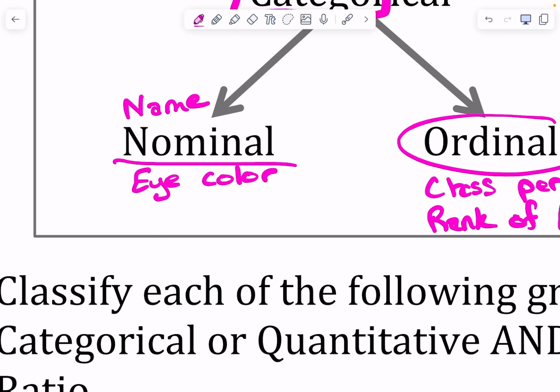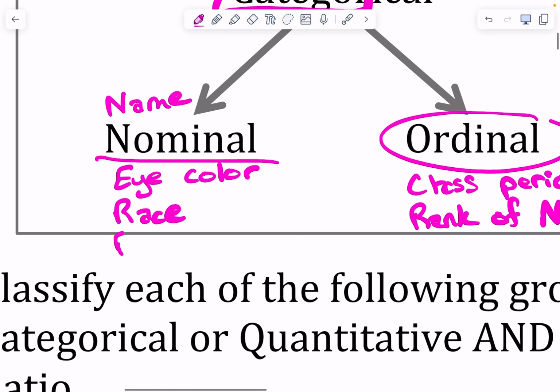What are some other examples? Breeds of sheep in the pasture. Race. Breed, breed type, whatever. Okay, those are all nominal.